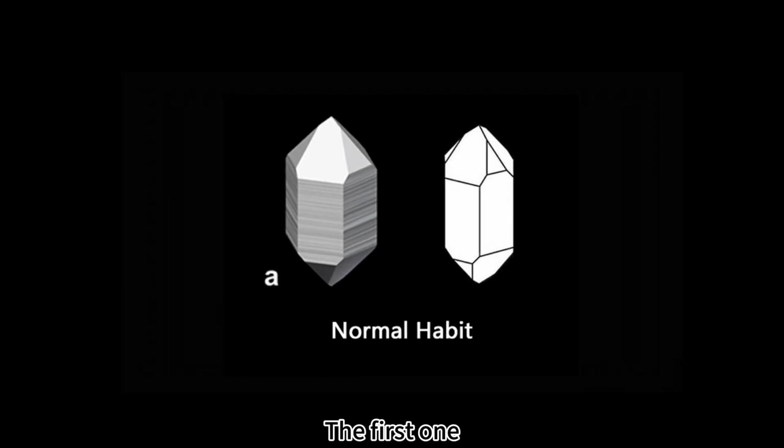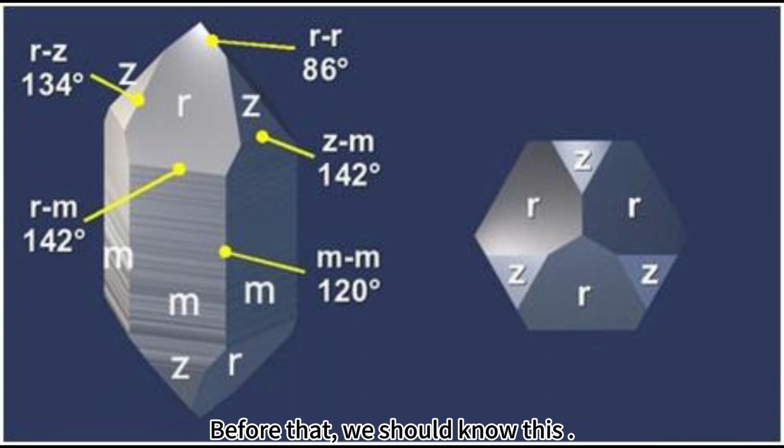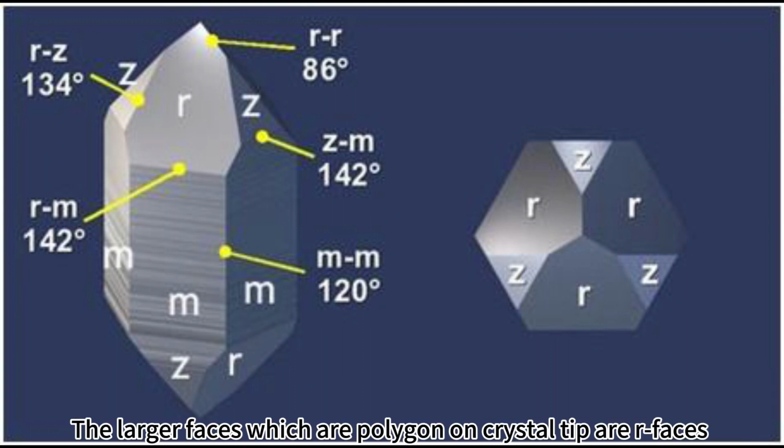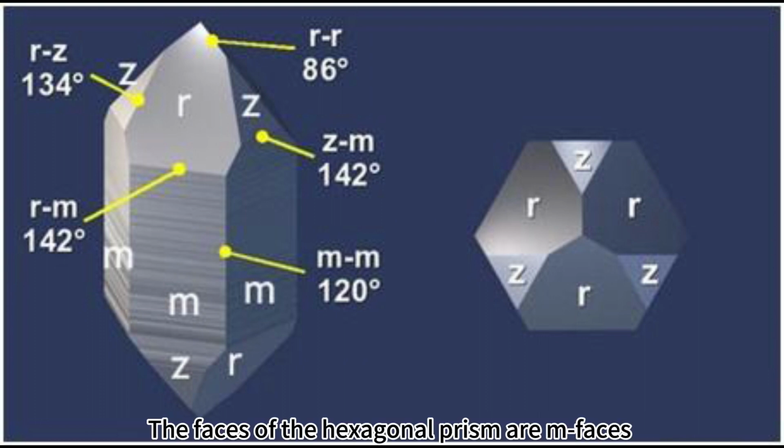The first one, Normal Habit. Before that, we should know this. The larger faces which are polygons on the crystal tip are R faces. And the smaller faces, which are triangles, are Z faces. The faces of the hexagonal prism are M faces.